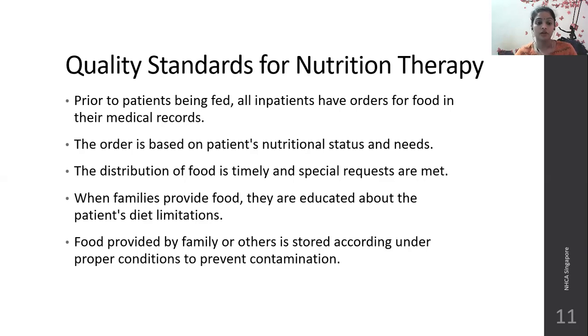Prior to the patients being fed, all inpatients have orders for food in their medical records, which have to be followed, and the same has to be communicated to the dietary department to make arrangements for that particular nutritional diet. Orders are based on the patient's nutritional status and needs. For diabetic patients, diabetic diets are there. For hypertensive patients, hypertensive diets are there. The distribution of food is timely and special requests are met, if any.